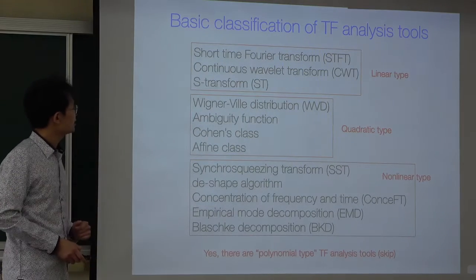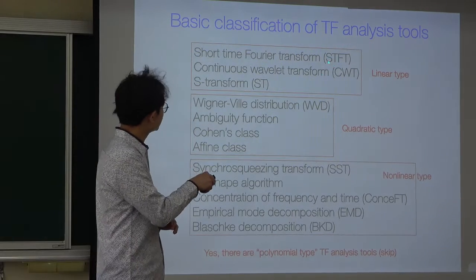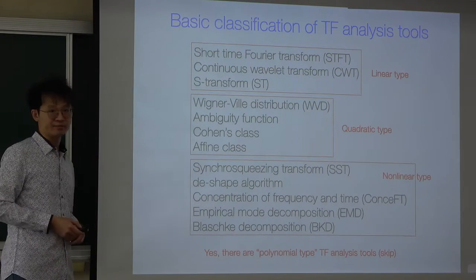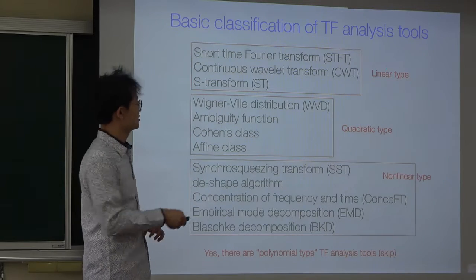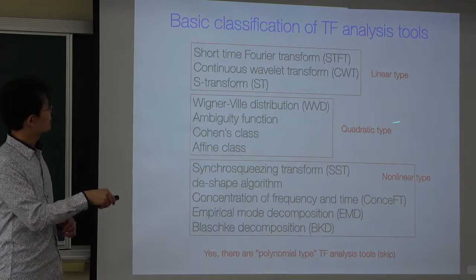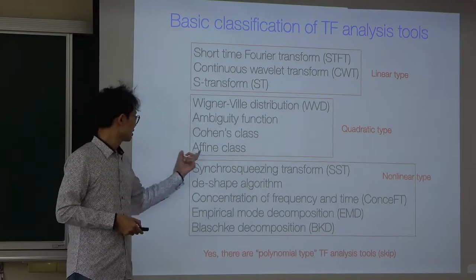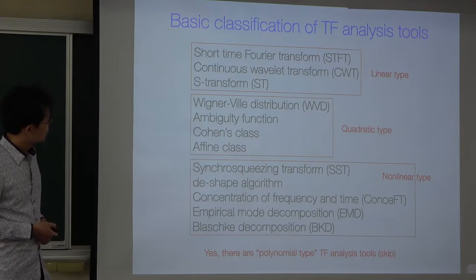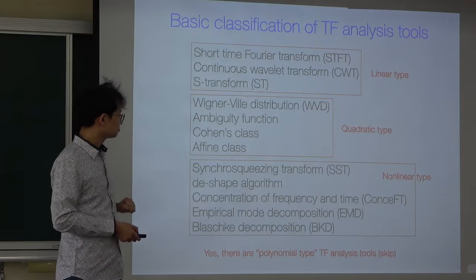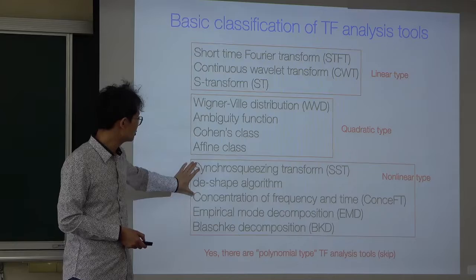For example, there is a very basic classification of time frequency analysis tools. Short-time Fourier transform, continuous wavelet transform, or S transform can be viewed as the linear type of time frequency analysis. And this linearity has a similar meaning to what we learned in linear algebra. Or quadratic type time frequency analysis, like Wigner-Ville distribution, ambiguity function, Cohen class, affine class, and so on. Today we will talk about Wigner-Ville distribution and ambiguity function, and so on. And the linear type includes synchro-squeezing transform, wave shape, and so on, which we have covered.